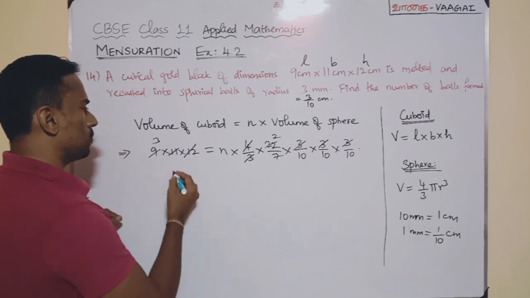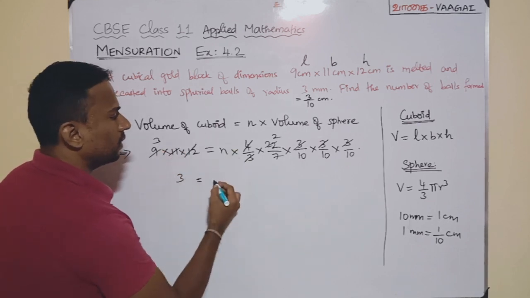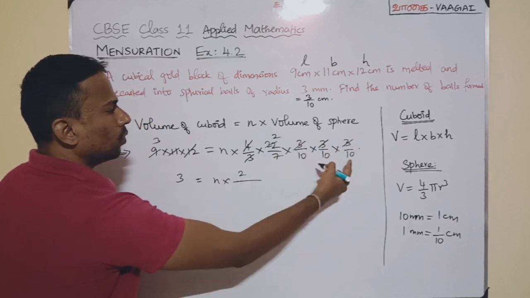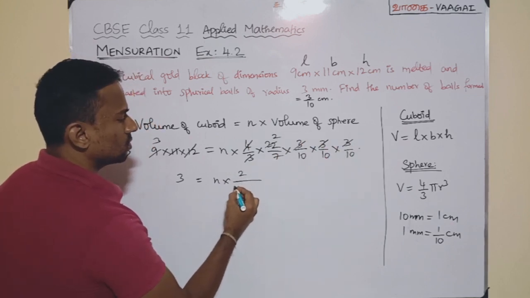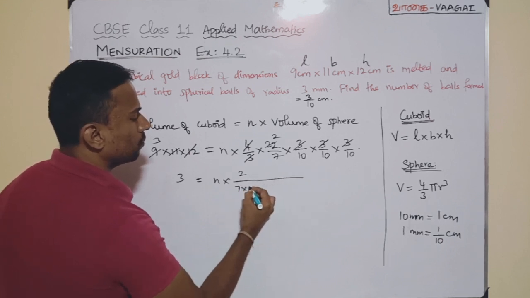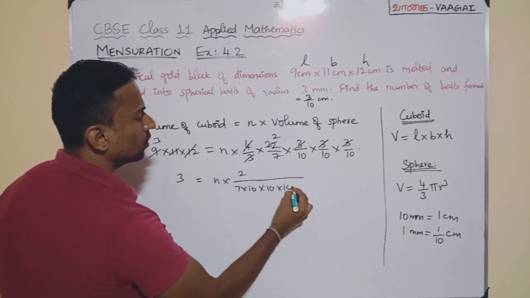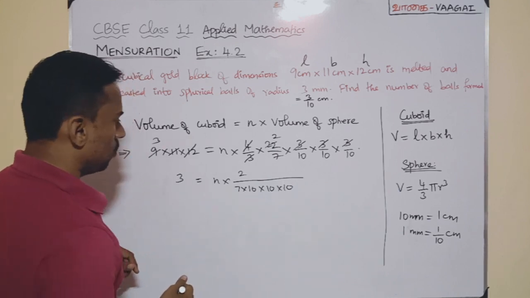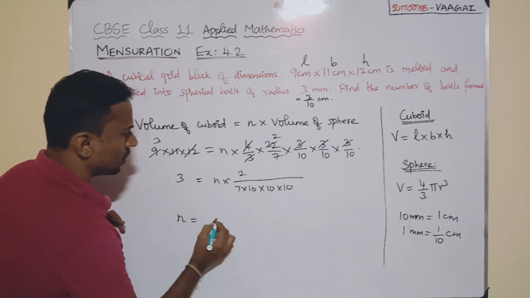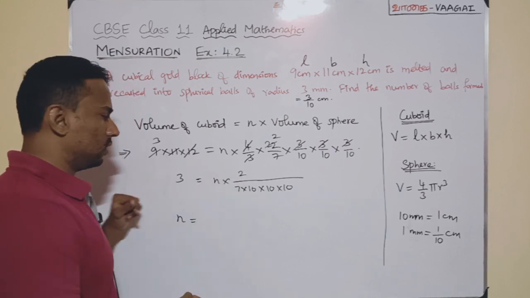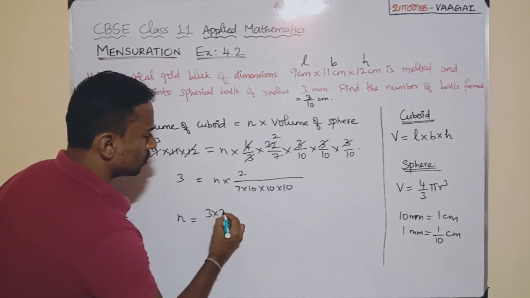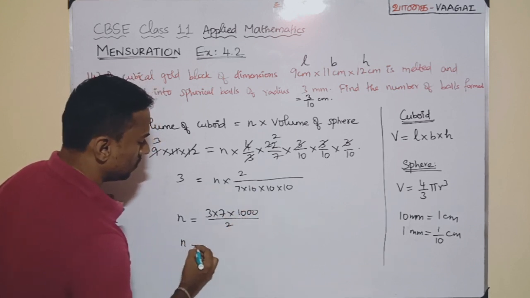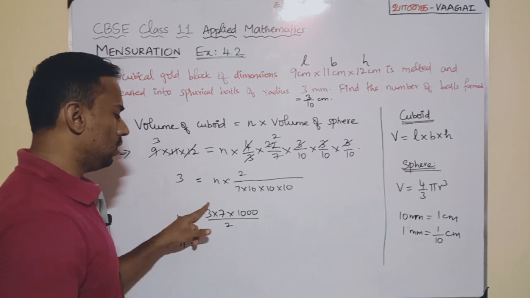Okay, fine. So that means my left hand side I am left with only 3, and my right hand side I have n into, my numerator contains only 2 divided by, my denominator contains 7 into 10 into 10 into 10. So this is what we can do now. And also, let me adjust, n is basically equal to, bring this fraction to the other side, so that we'll be getting 3 into 7 into, this is nothing but 1000, divided by 2. So I have n is equal to 21 by 2.